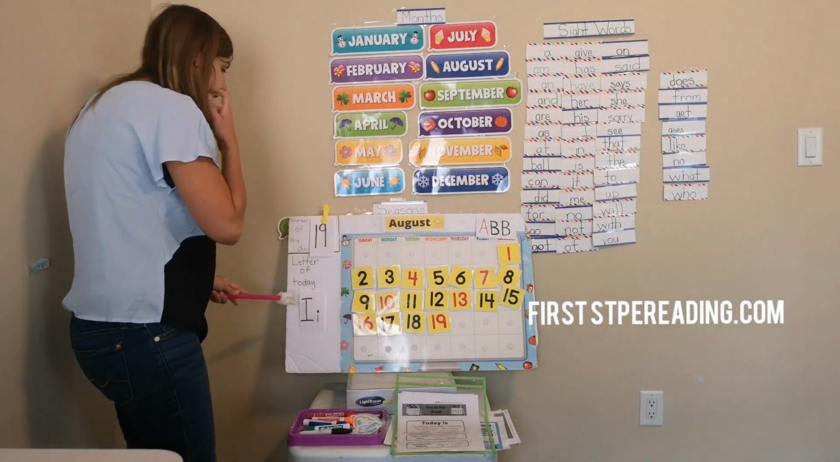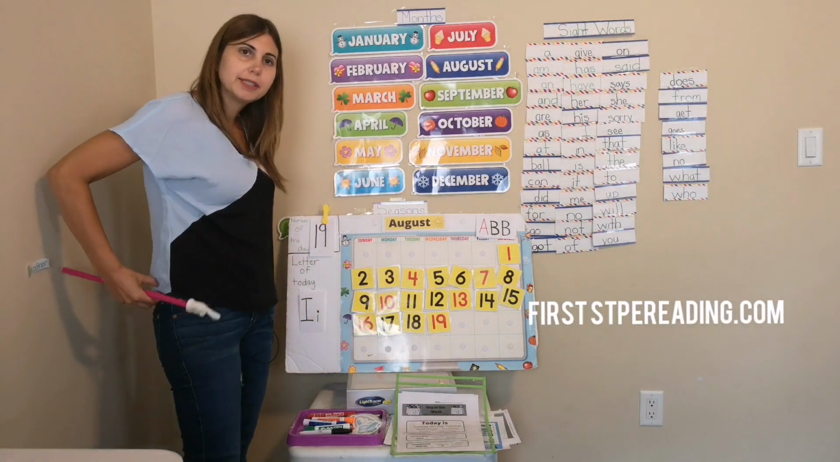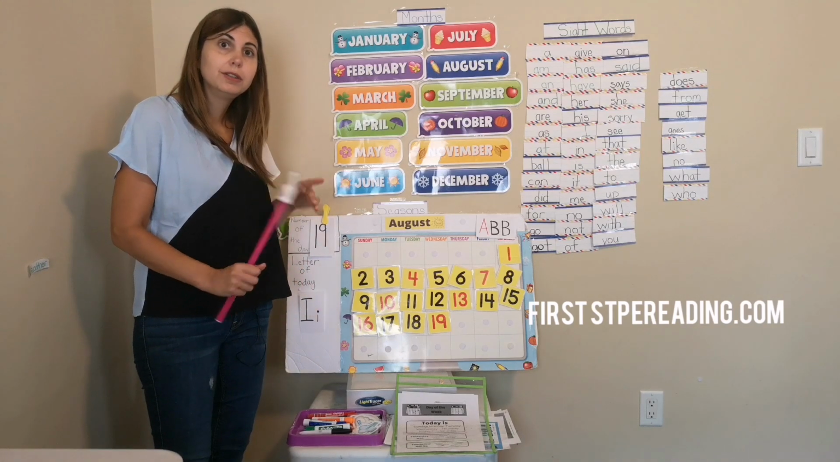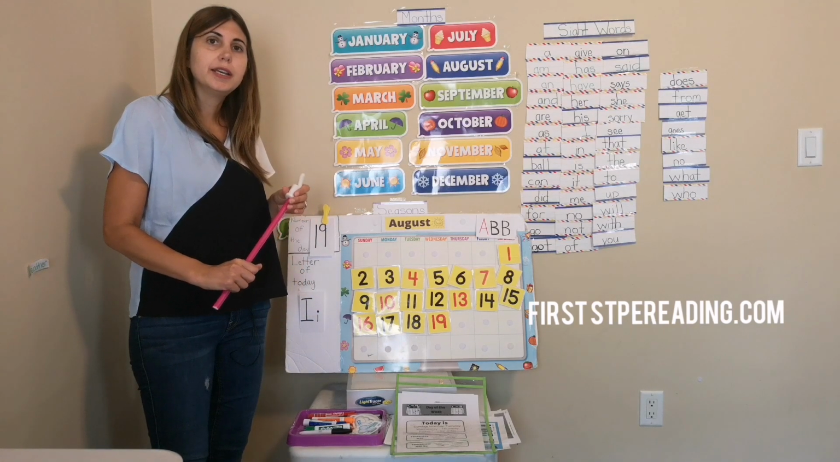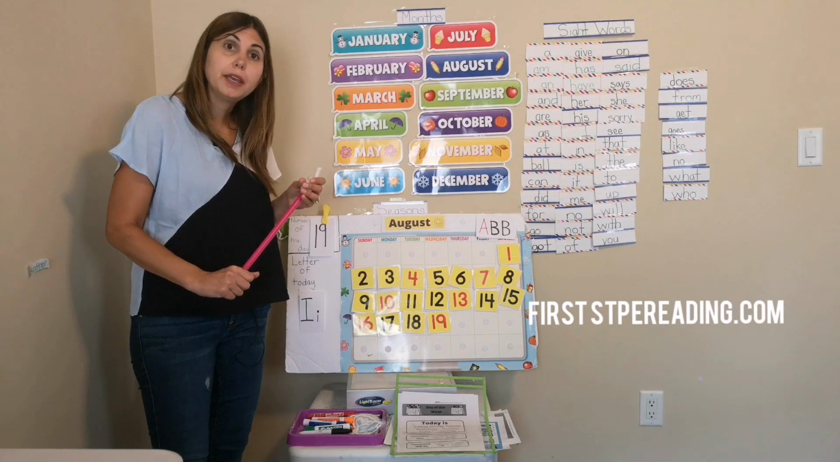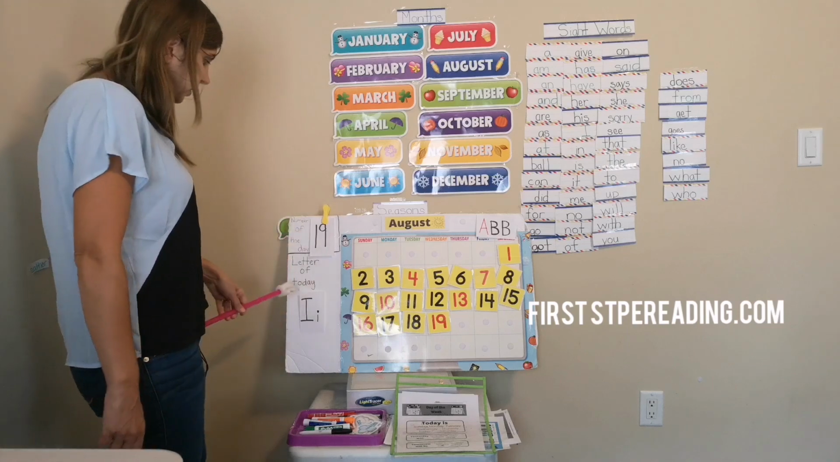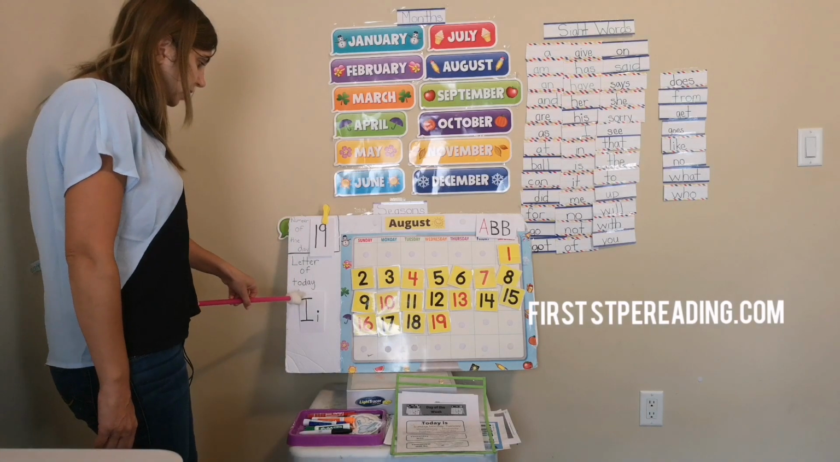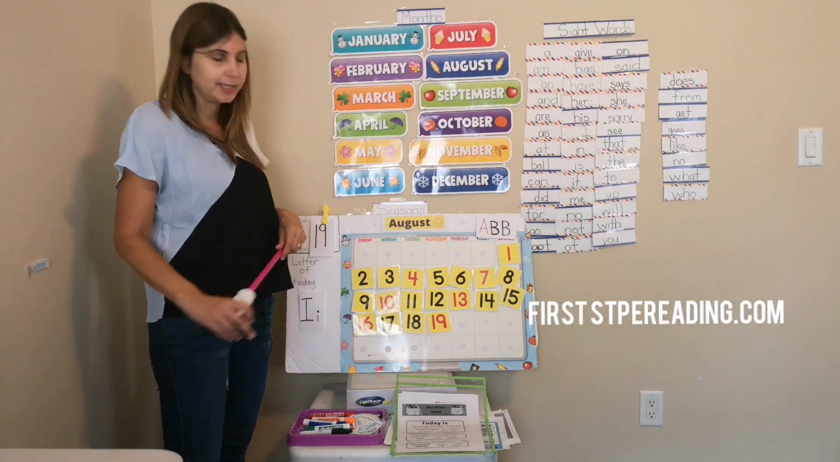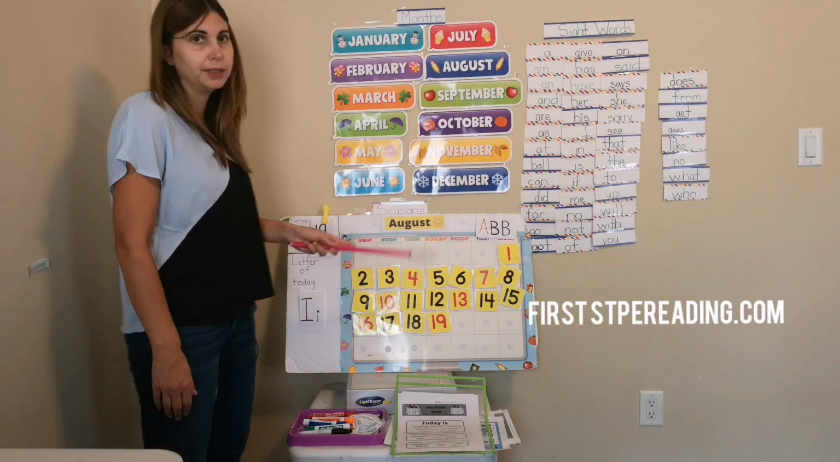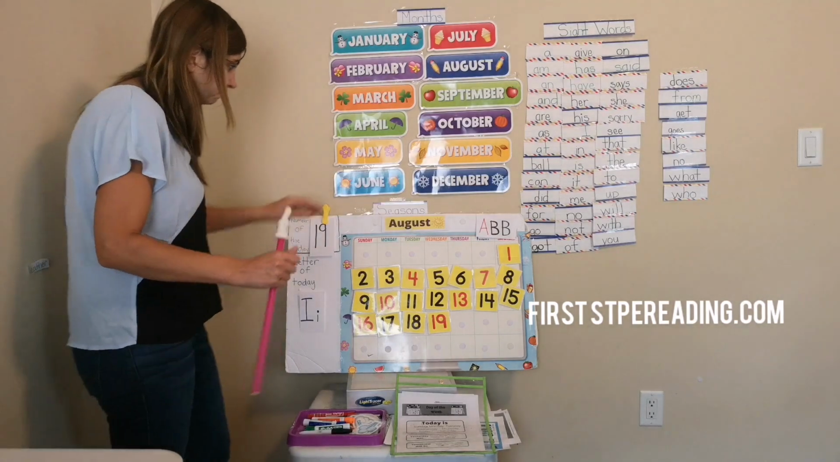So our letter of today is I. Do you remember what sound a short vowel I makes? Short vowel I, like pig, wig. We're going to talk about long vowel I. Long vowel I says its name, which is I. That's our letter of today, I.